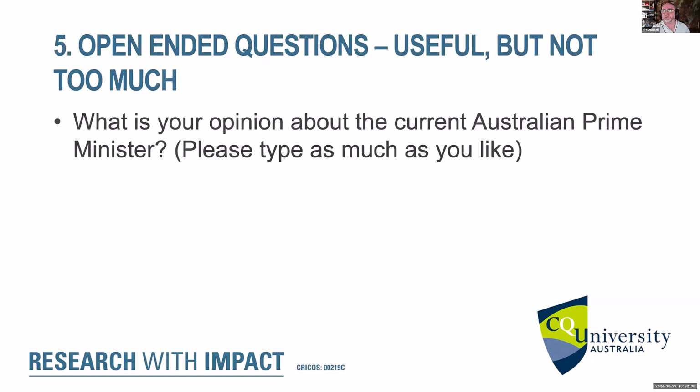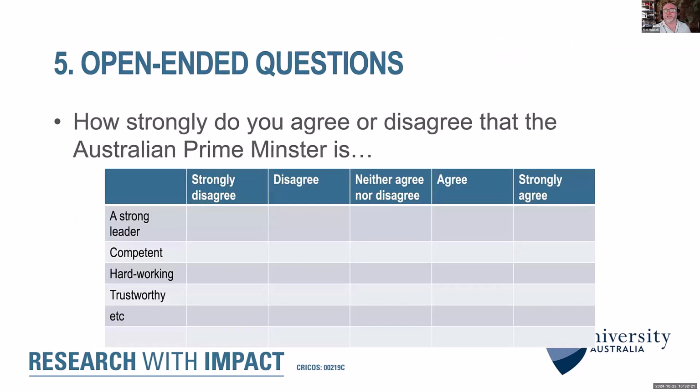Open-ended questions are good. Use them, but not too much. If you're going to do true qual, do true qual. Go and do interviews. But this is still a useful tool to include. If you're thinking about asking a question like, what's your opinion about the current Australian Prime Minister? Instead, you might be better asking: how strongly do you agree or disagree that the Prime Minister is a strong leader, competent, hardworking? Ask those questions instead. Surveys are usually better for that kind of thing.